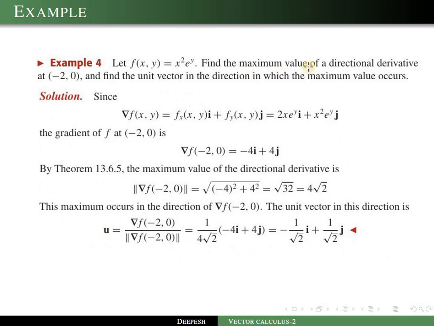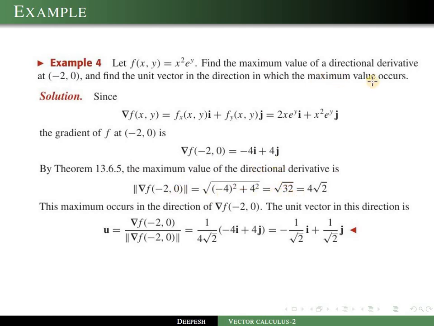So this is an example to find the maximum value of the directional derivative at the point -2, 0, and the unit vector in the direction in which the maximum value occurs. Here it's a 2 variable function. So the maximum value of the directional derivative will be mod del f. And what is del f? Del f is 2x e raised to y i plus x square e raised to y j. So del f at -2, 0 is obtained by substituting x equal to -2 and y equal to 0. So it is -4i plus 4j. So the maximum value is going to be its length, so root of 32.